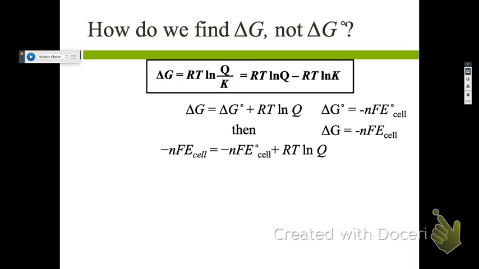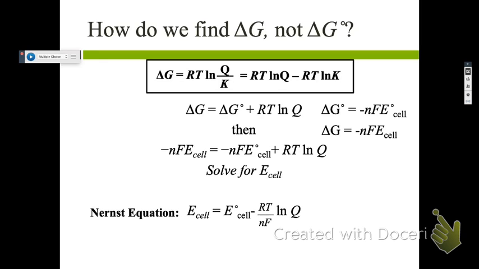How do you get this guy by itself on one side of the equation? Divide the whole right side by negative nF, right? What happens to this when you divide it by negative nF? Does it cancel out? No. All right. Welcome to the Nernst equation. You guys just figured it out.